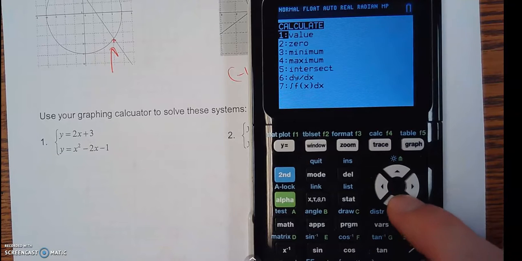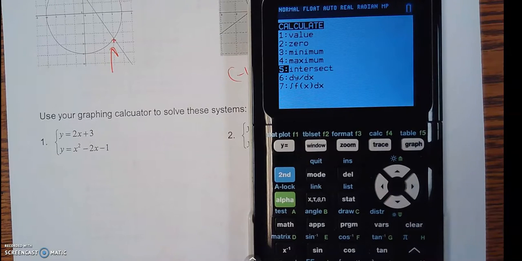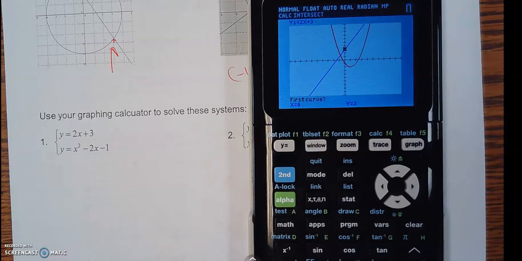And I want to know where these 2 lines intersect. So I'm going to select number 5. Hit enter. It's going to ask you some questions. The first question is, which curves are you talking about? It sounds silly because we only have 2 curves on the screen, but that's the 2 I want. So the first curve, I'm just going to push enter because it's on the blue line. So yes, that's one of the curves. Then it says, is the second curve this red one? Yes. Hit enter.